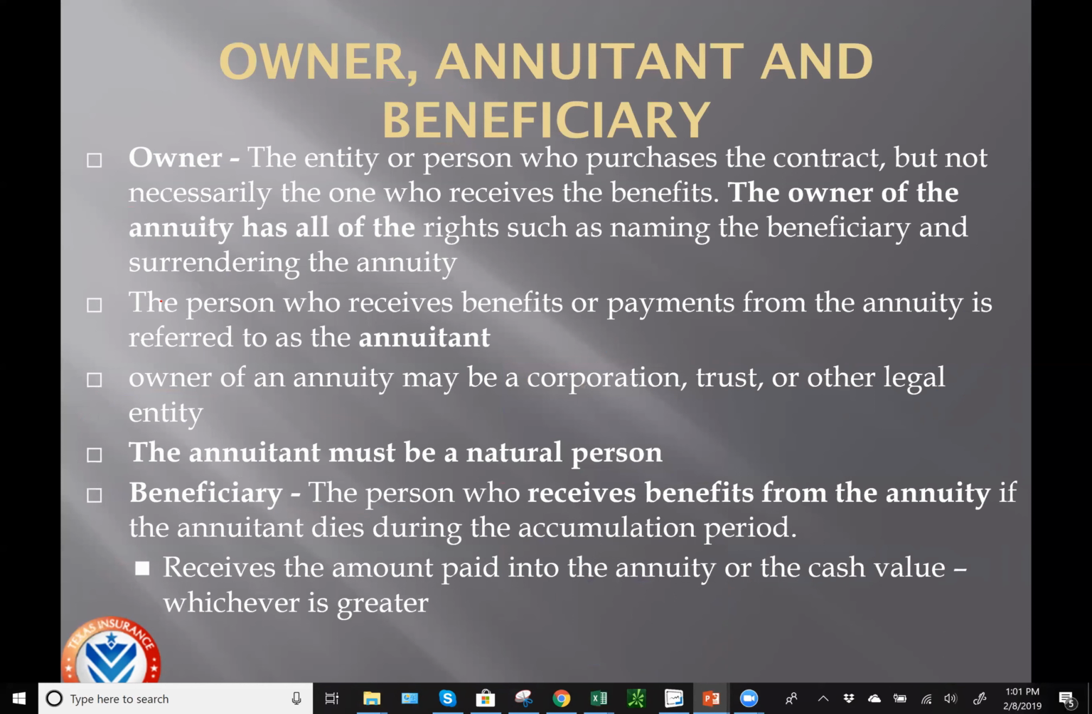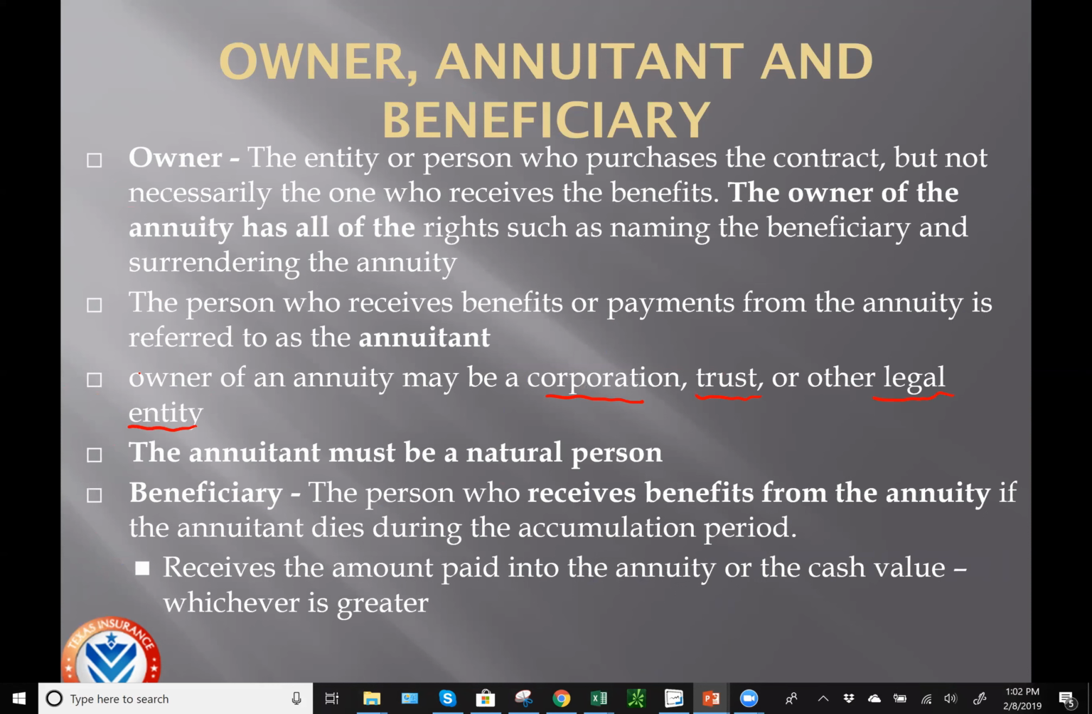First, the owner of an annuity is the one that has all the rights and privileges in the policy. The owner of an annuity names the beneficiary and they can surrender the annuity. Now, the owner is the one or the entity that purchases it, but not necessarily the one that receives the benefits, because the owner of an annuity could be a corporation, it could be a trust, or it could be any other legal entity.